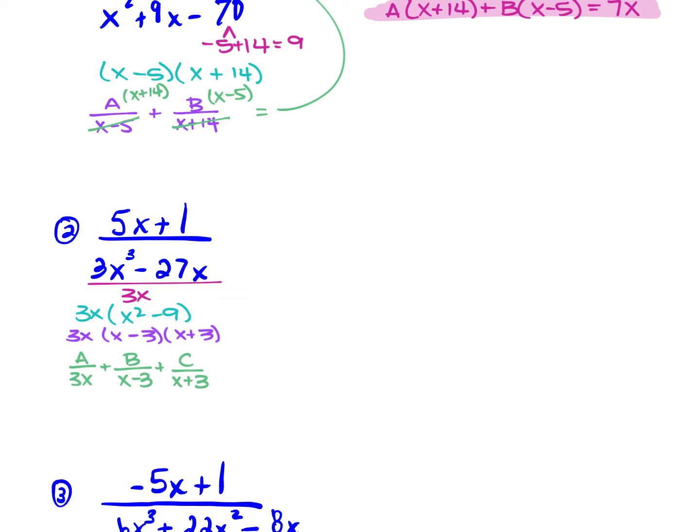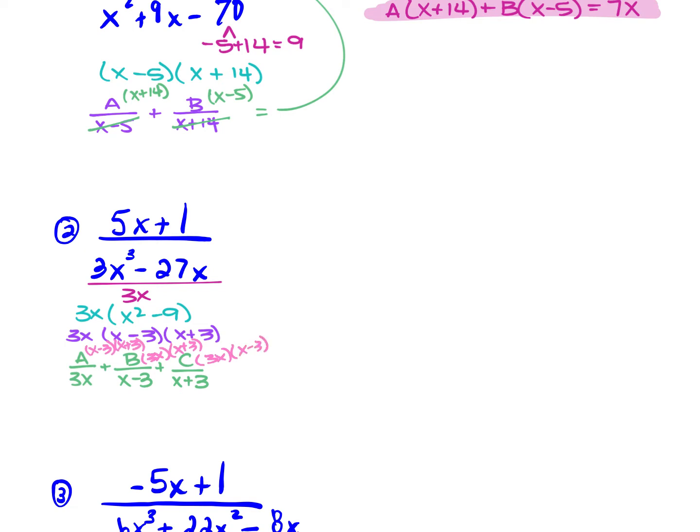You are going to now multiply in order to get rid of your fractions. So your least common denominator here is that 3x times x minus 3 times x plus 3. So the first fraction that you see there, that a over 3x, does not have the x minus 3 times x plus 3. So we multiply the a by x minus 3 times x plus 3. The b is going to multiply by 3x and x plus 3. And the c is going to multiply by 3x and x minus 3.